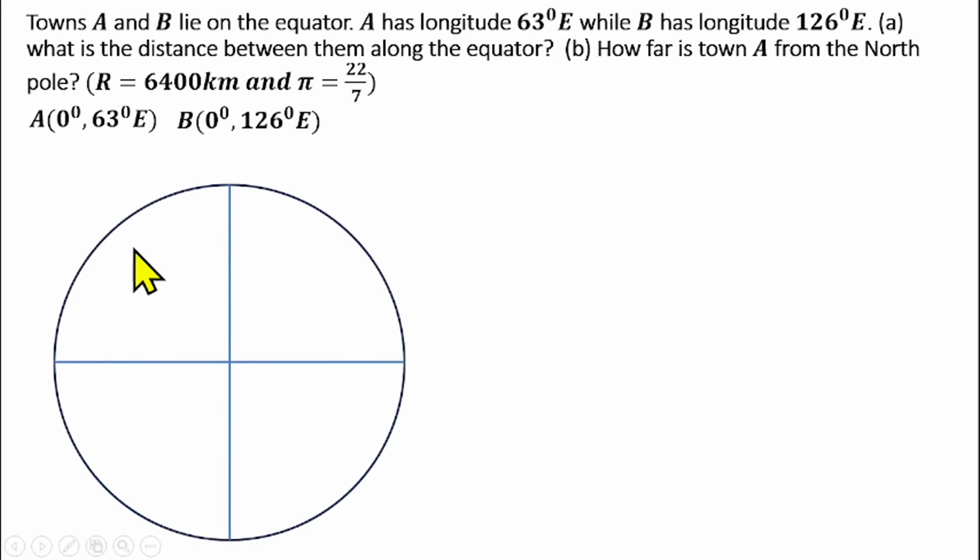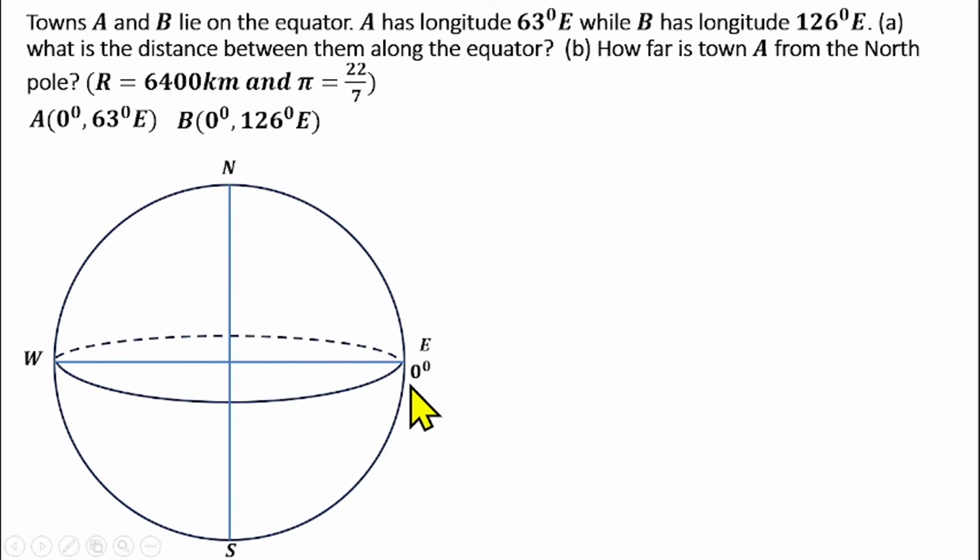So let's draw the diagram. They are both on the equator, so you draw the equator first, which is 0 degrees. Then their difference is the longitude. They are on different longitudes but in the same hemisphere, which is east and east. So I'm going to draw the 63 degrees angle first. The first longitude will be 63 degrees, which is for point A. So I'm going to have point A here.